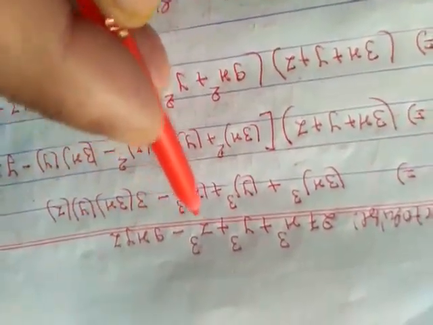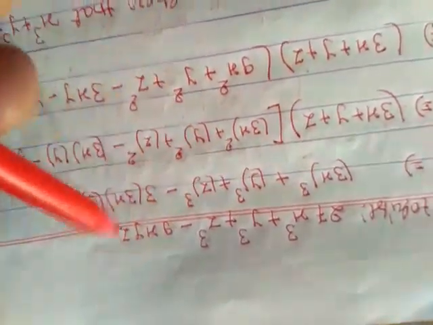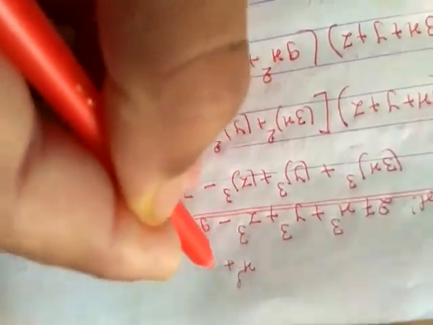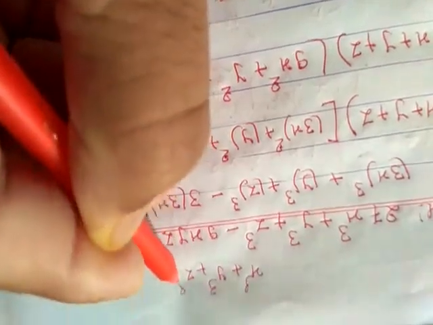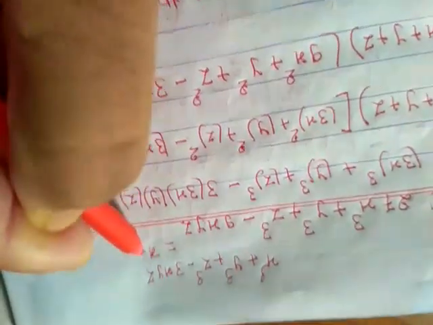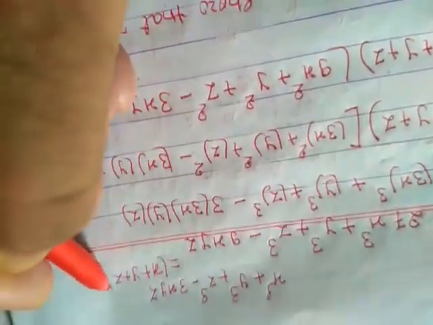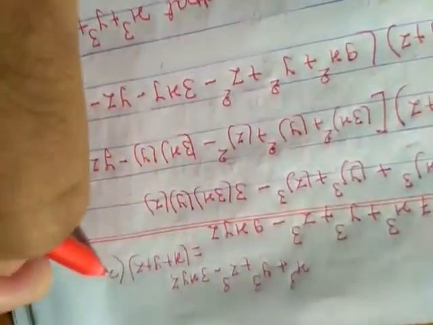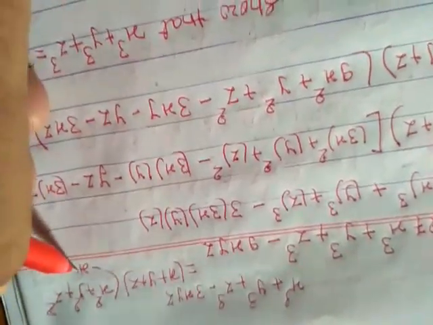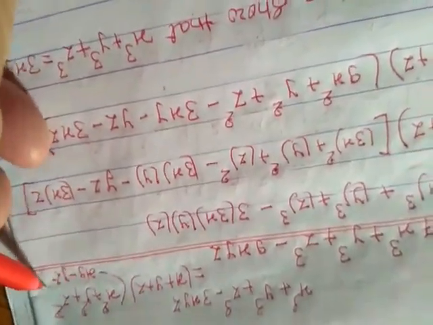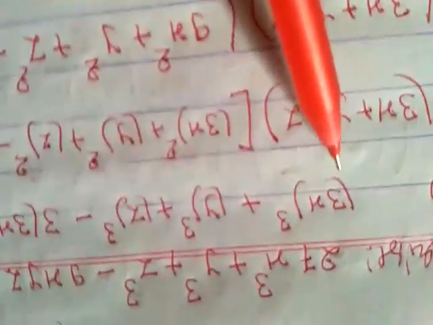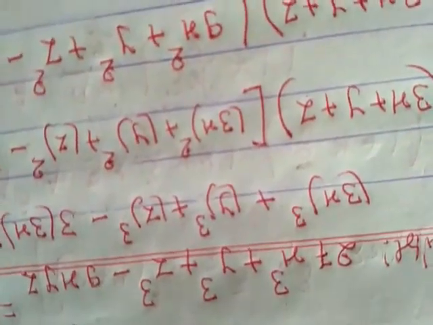Children, this expression can be factorized using the identity x cube plus y cube plus z cube minus 3xyz equals x plus y plus z into x square plus y square plus z square minus xy minus yz minus zx. So first we arrange the given expression in the basic form of the identity.